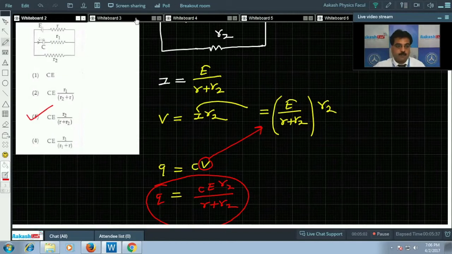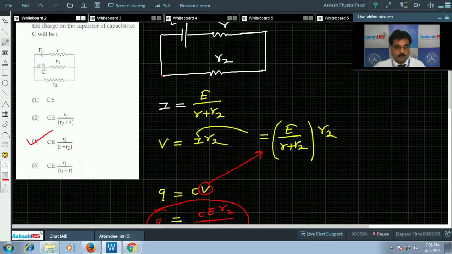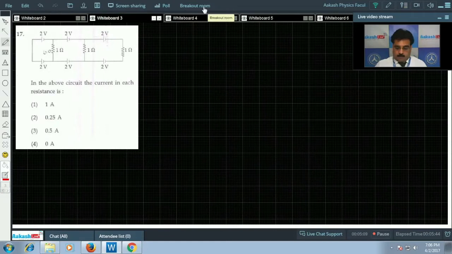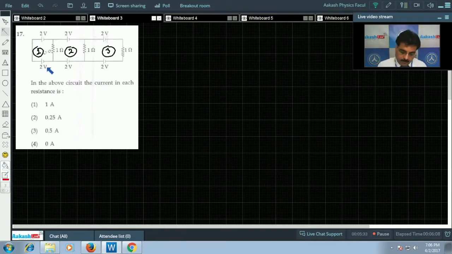Right? Now we are going to take question number 17. Look at it. In the above circuit, current in each resistance is. So now I am going to take Kirchhoff's rule. If I concentrate on only one loop, if I consider this is my loop number 1, this is my loop number 2, and this is my loop number 3. So if I concentrate only on loop number 1, look here.